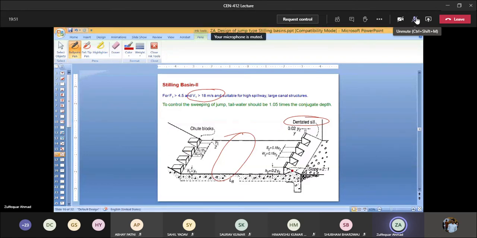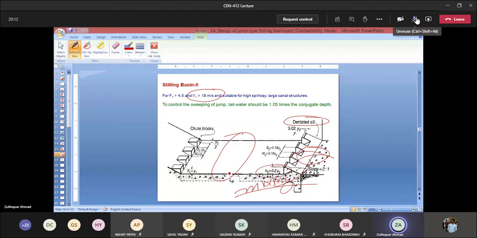Here the dentated sills are provided, and the main idea of the dentated sill is to split the flow into two parts. One flow will go like this, another flow will go like this, and then there will be mixing of these two flows. So you can get here the height of this one, all the dimensions.